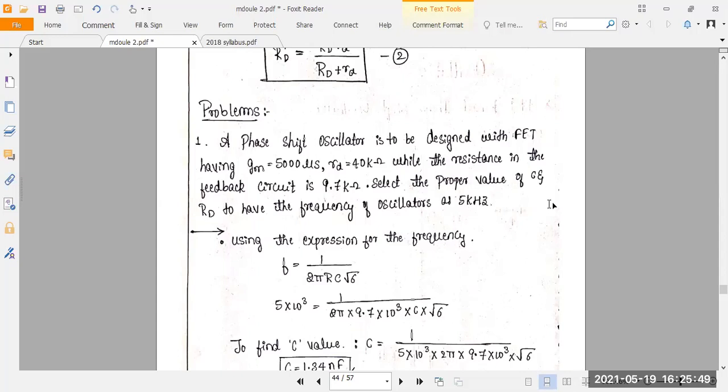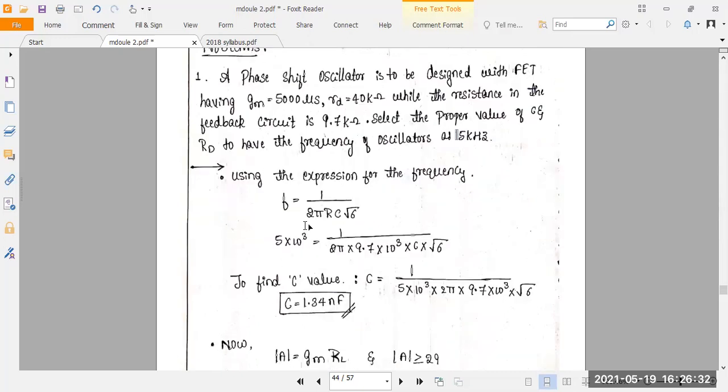Put in the given RC phase shift parameters. You take gm as 5000 microsiemens and channel resistance 40 kilo ohms. The feedback circuit has a resistance of 9.7 kilo ohms, and you select the proper value of C. The feedback resistance value is given, but the feedback capacitance value is not given, so you have to find it. The output frequency of the oscillator is 5 kilohertz. The main thing you have to find out is the C value and RD value. That is the question here.